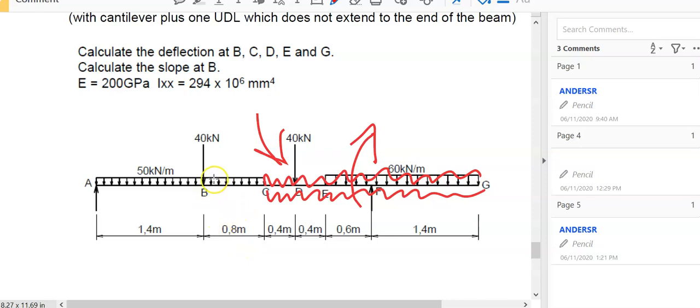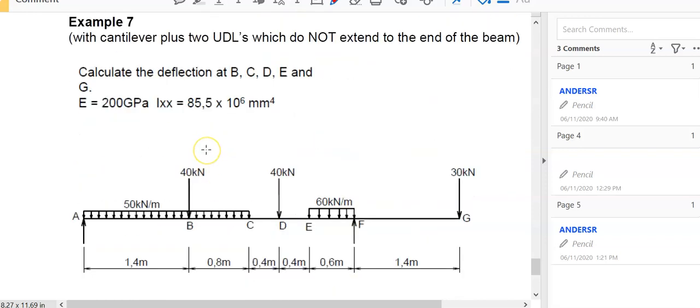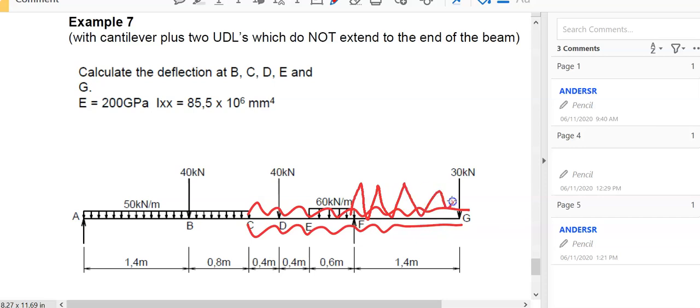Okay, so don't forget that UDL you need to take to the end and add an upward UDL to balance it out so that the loading situation stays the same. Otherwise you change the loading. Okay, number 7. Oh, number 7 getting a bit harder. This UDL you need to take to the end like so, and then add one there. This UDL you need to take to the end too, and you need to add one there as well to balance it out. And notice it gets more complicated, but it's doable.